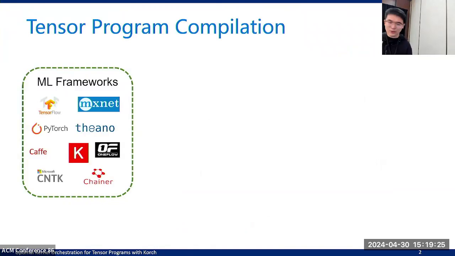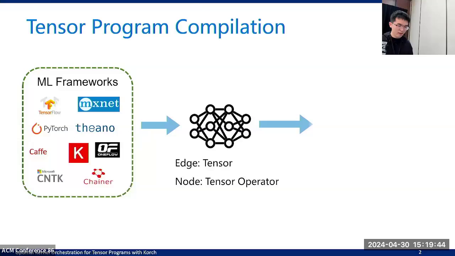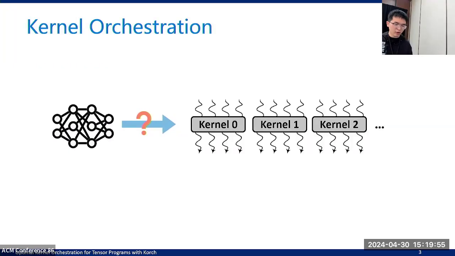High-performance execution of deep neural networks is very critical for many machine learning applications. From all kinds of machine learning front ends, a DNN or tensor program can be represented as a computation graph, where each edge represents a tensor and each node represents a tensor operator. But the problem is how to efficiently execute this computation graph on modern hardware accelerators, where the computation is always organized as kernels. A kernel is a function which will simultaneously execute multiple hardware threads in an SPMD fashion.